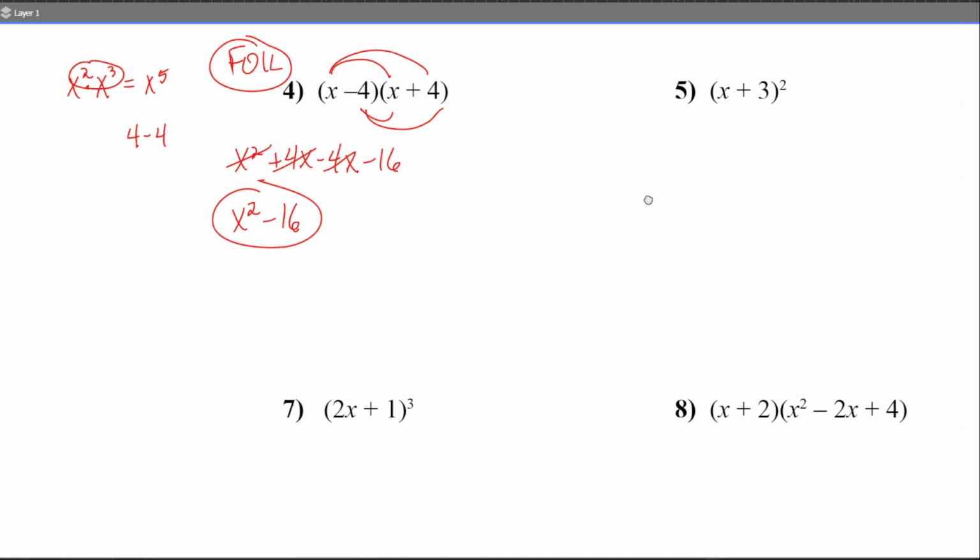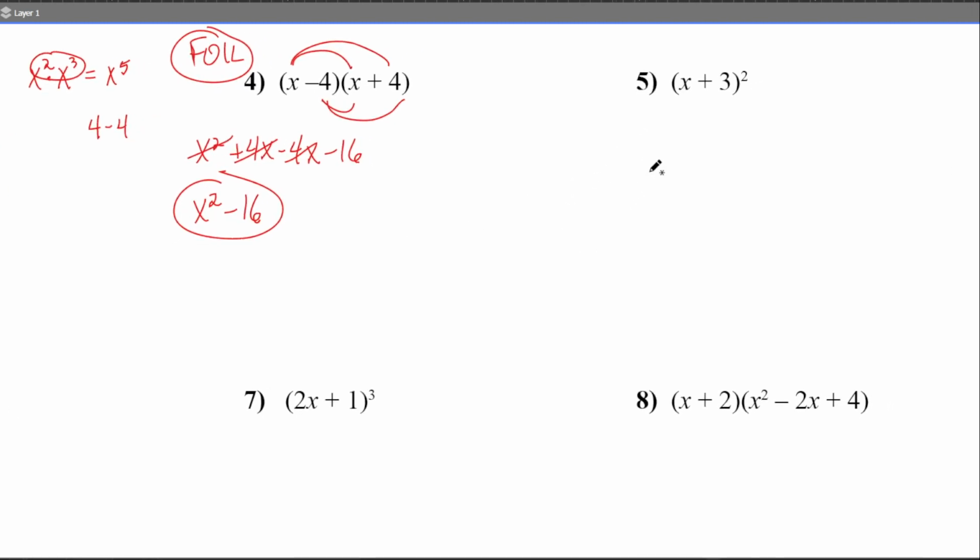Now this one, it's the same idea. It's a FOIL method, but it doesn't look like a FOIL method. It doesn't look like you got two binomials. But if you remember, what do you do when you square something? You multiply it by itself. So what I would do is I would rewrite it like this. Okay? That's what it means, doesn't it? When I square something, I multiply it by itself. So I took that x plus 3, multiplied by itself. Now it kind of looks like this.